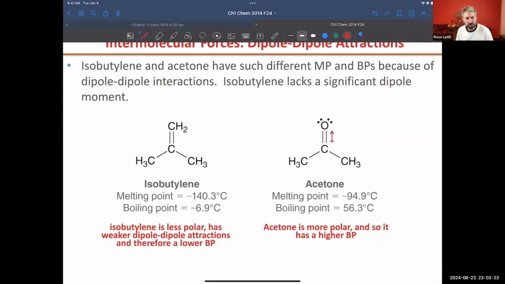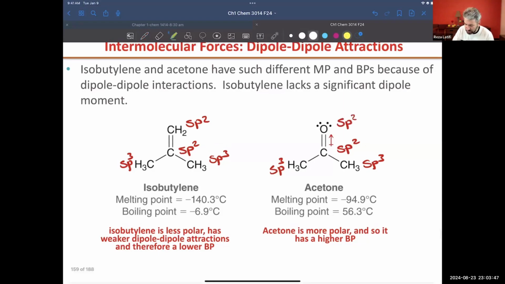Let's go through this example. In this case, we have carbons that are sp3, sp3. This one is sp2, and that one is sp2. How about here? Here we have sp3, sp3. That's sp2 and sp2. Let's highlight these elements.